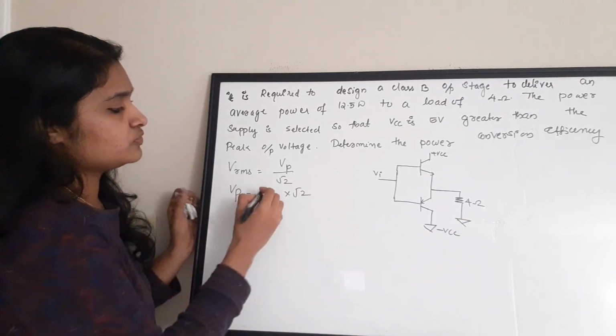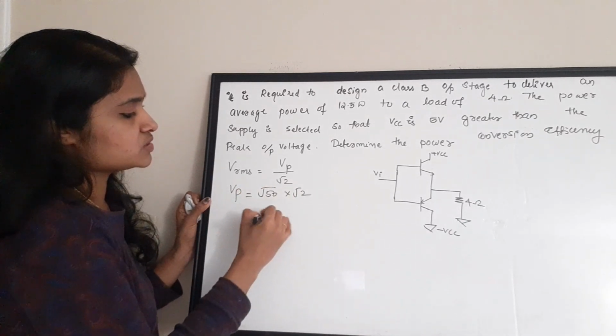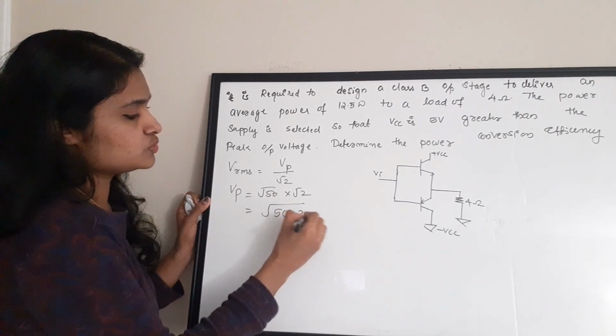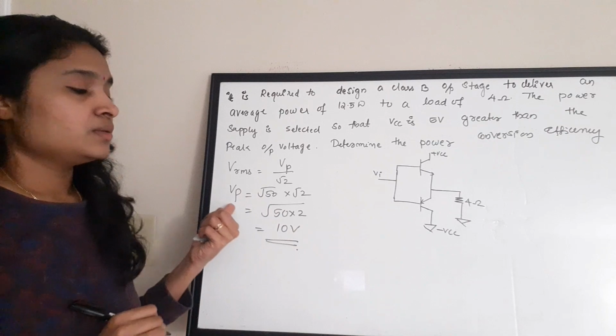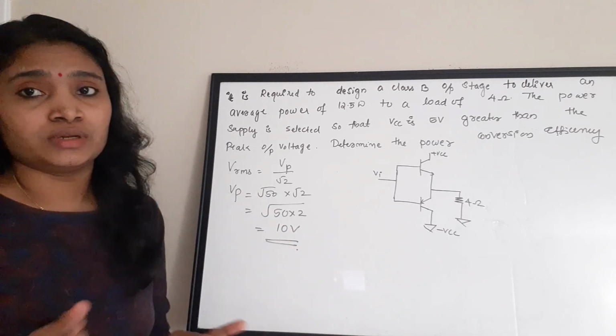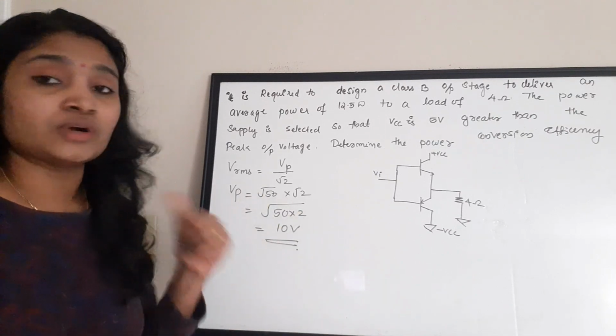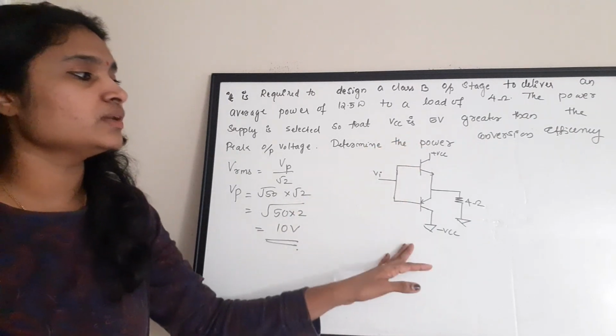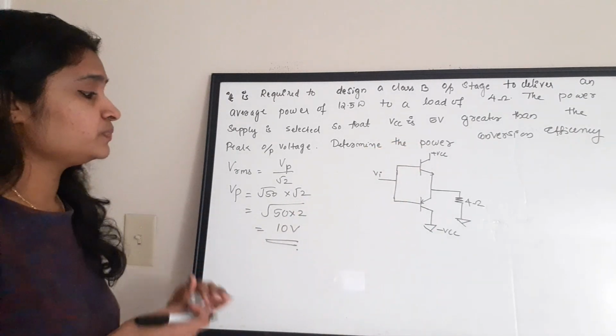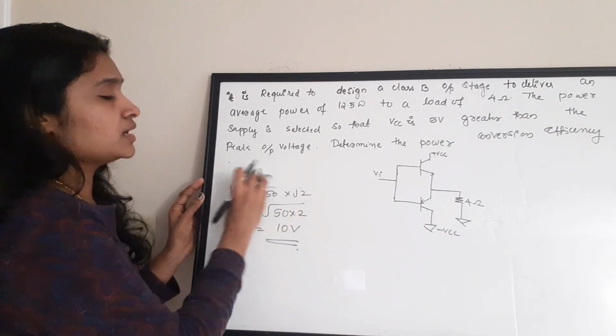So square root of 50 into root 2, that is square root of 50 into 2, that is 10 volt is the peak value of output voltage. So we have obtained the peak value of output voltage. Now we can find what is the VCC, because in the question it is not given what is actually the VCC.